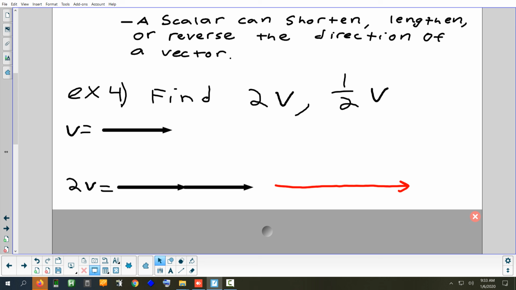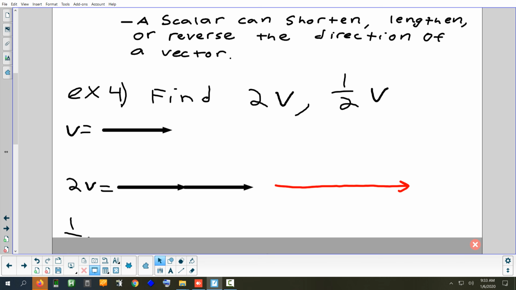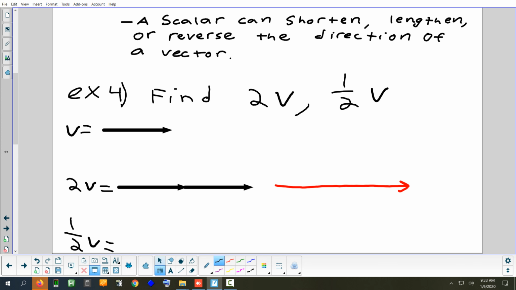Matt, how about 1/2 v? 1/2 v. What's going to happen there? What about the direction? Same. Yeah, there's no easy way for me to do 1/2. I just have to kind of estimate because I don't have any graph paper. But that's 1/2 v.